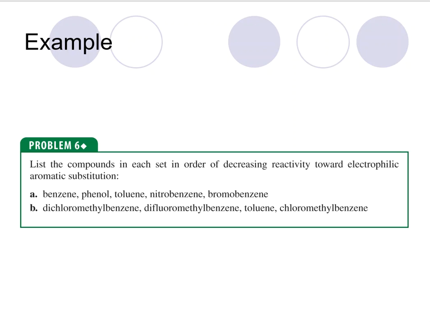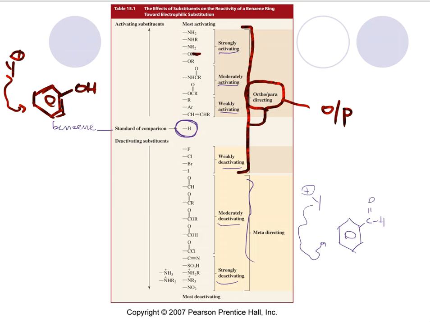So here's an example problem I want you to work on before you hit play on the next video. List the compounds in each set in order of decreasing reactivity toward electrophilic aromatic substitution. So that means in order of decreasing reactivity. They want me to have the really active ones in the beginning, and they want me to end up with the ones that are not very reactive last. Use the activator chart. Use this master chart of activators and deactivators in order to answer that question.